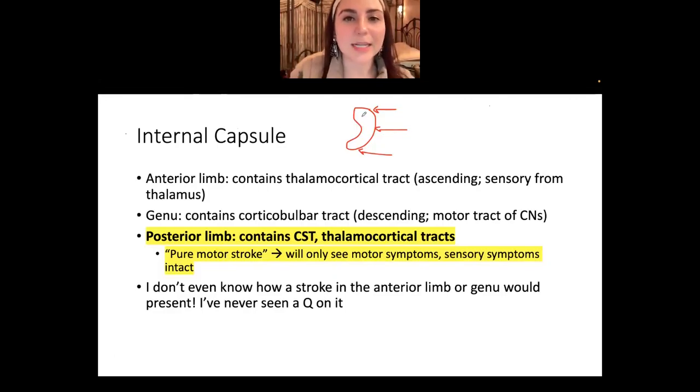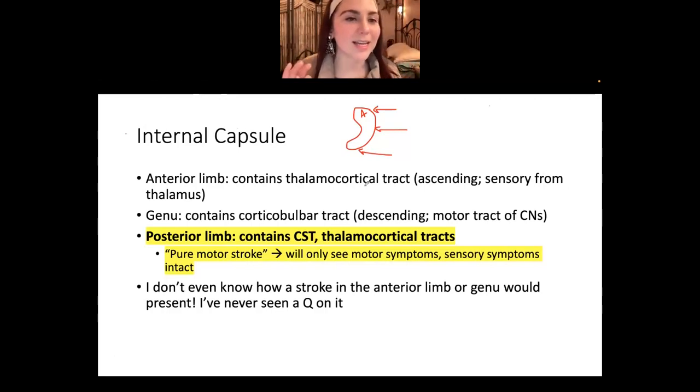So, for example, the anterior limb up here has the thalamocorticospinal tract. The thalamocorticospinal tract is an ascending tract. And again, I didn't go into tracts because that's not this session, but this tract specifically is sending sensory information from the thalamus up to the cortex.